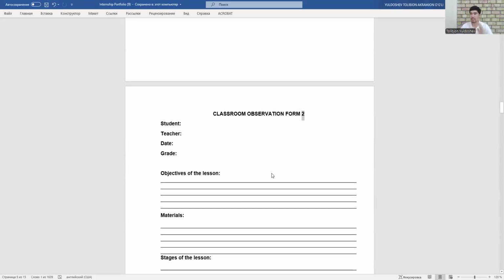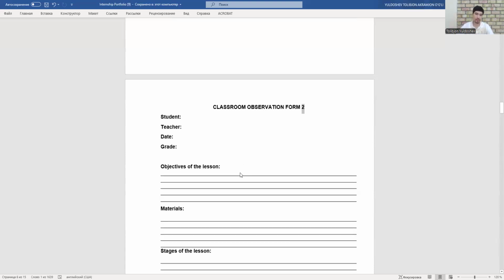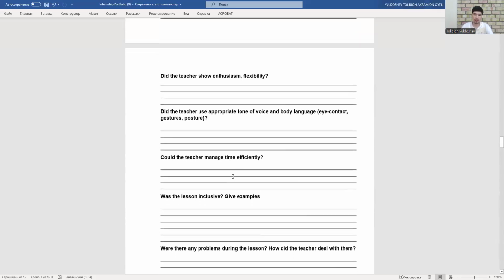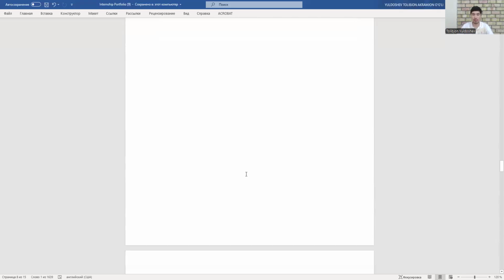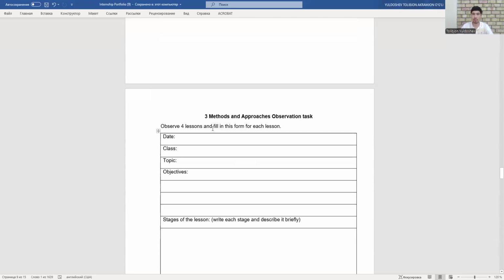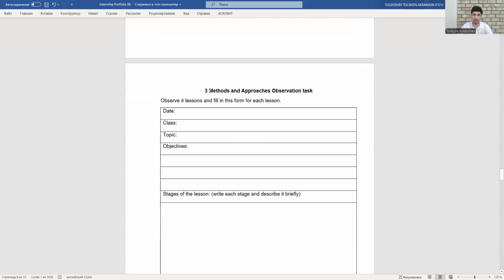Like 2 copies, I didn't mean the same thing twice, but you need to complete the same form in 2 separate classes. Okay, once you've done this, so it takes, as you can see, 4 hours. Once you've done this, you need to observe one lesson. No, sorry, 2 lessons, but this time you need to focus on the methods and approach used by the teacher.